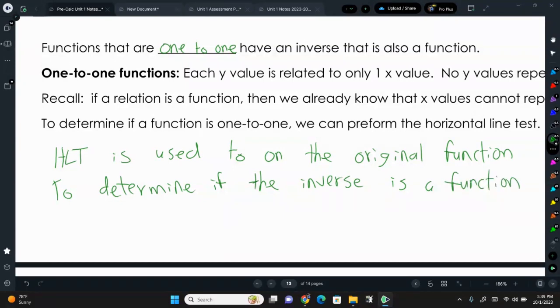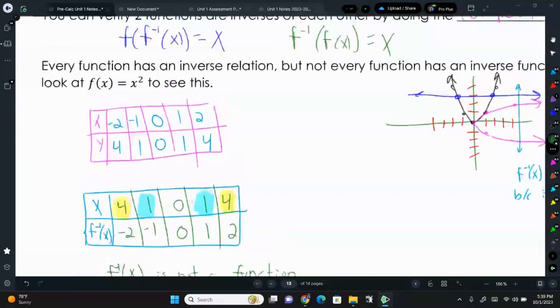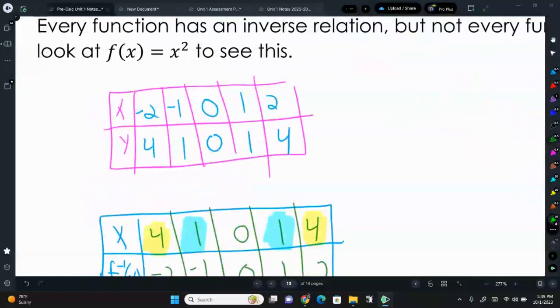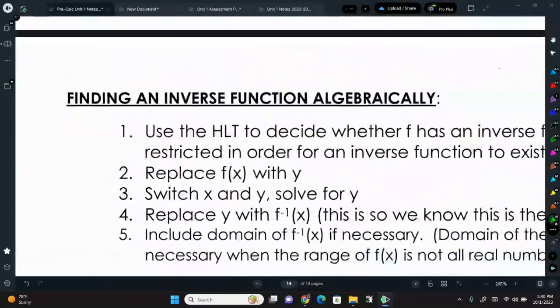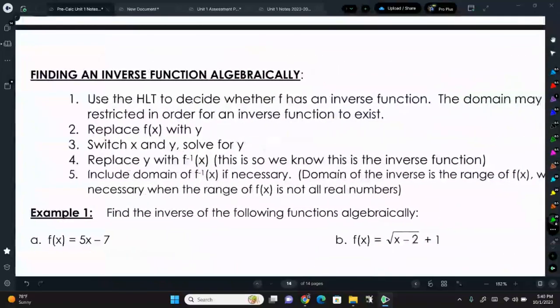Now, if a function is 1-to-1, then the inverse will also be a function. And like I said, 1-to-1 means that there are no x values or y values being repeated. So in our y equals x squared up here, our y values are repeated, which tells us that this is not 1-to-1. So the inverse will not be a function. On the next page, we're going to talk about how to find inverses algebraically.